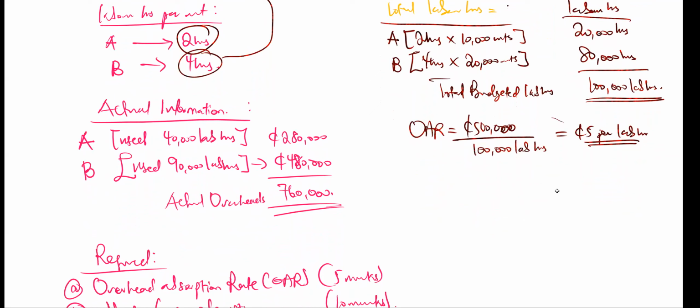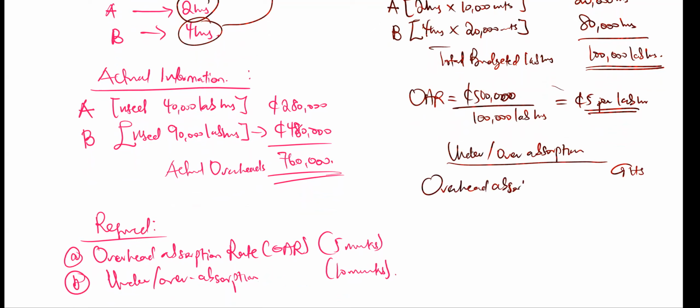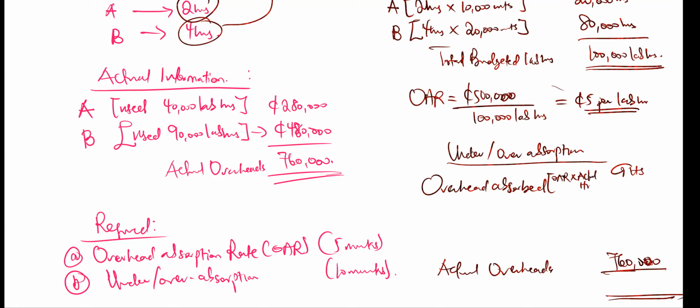Yes, please. Okay, but how do we get our under-over absorption? I gave you the formula. Under-over absorption is the overhead absorbed minus actual overheads. We compare overhead absorbed to our actual overhead. How much actual overhead cost did we incur? That's 760,000. We incurred a total of 760,000, right? But overhead absorbed is simply our OAR times our actual level of activity, which is our actual hours.